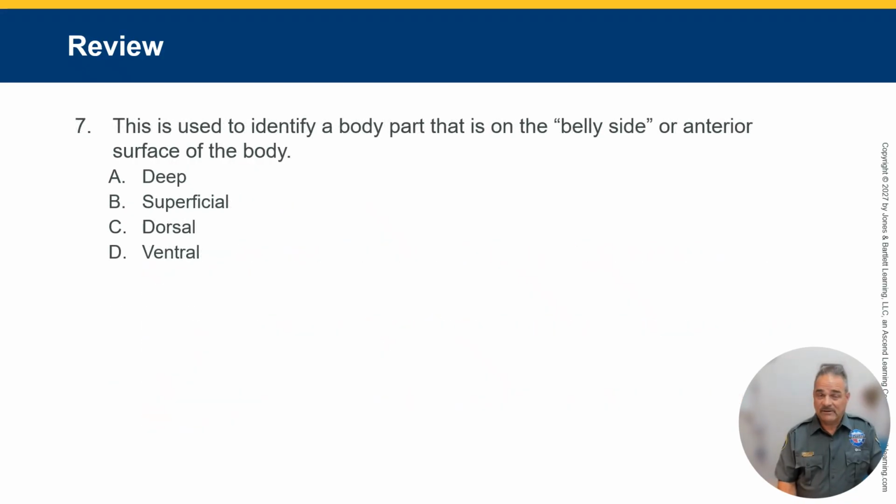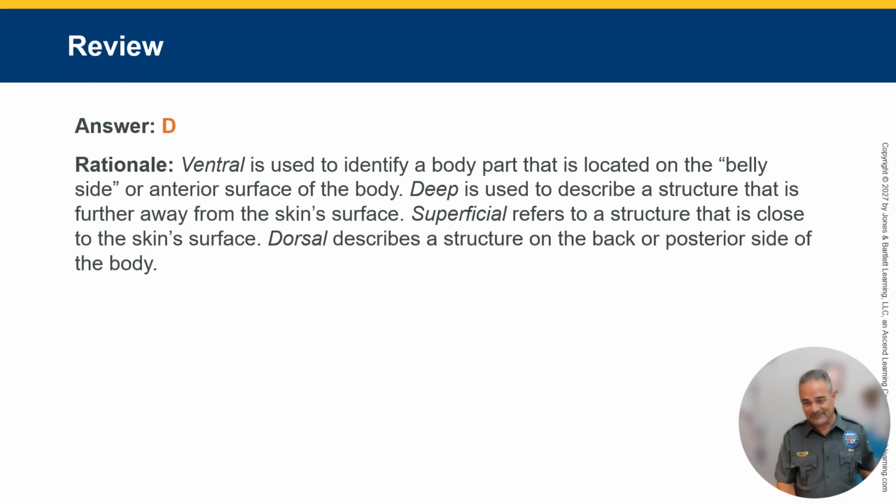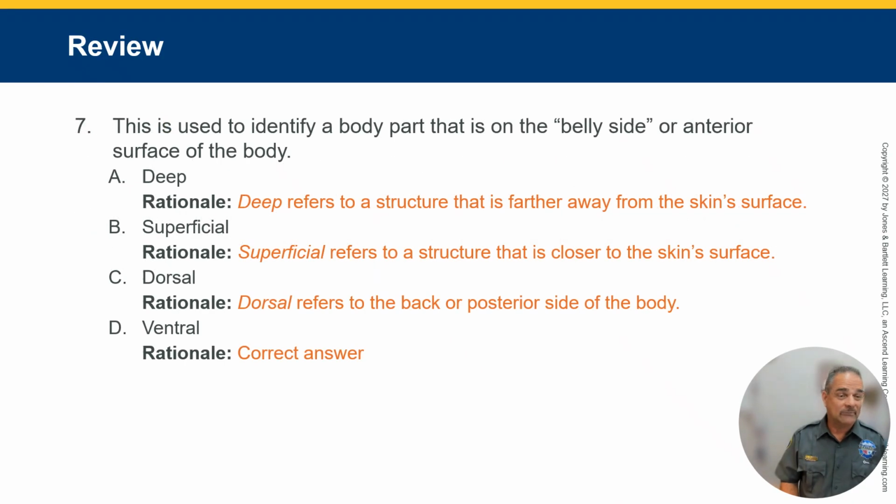This is used to identify a body part that is on the belly side, or anterior surface of the body. Remember, I told you that you get some of these, belly side. Remember, it's not the shark side, it's the other side. Hint, hint. Okay, let's see if you get it right. D, ventral. Ventral is the same thing as the anterior surface. It's on the belly side, ventral. Here's your rationale.